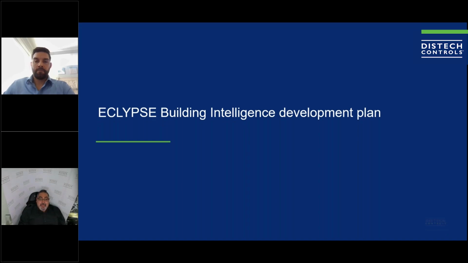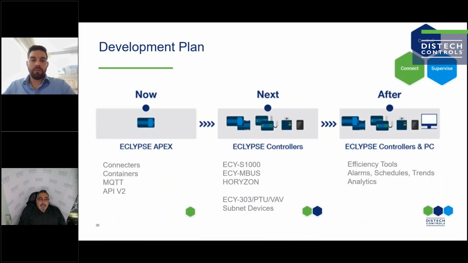And so another aspect of what Chris gets me excited about is really our roadmap. So I'll turn it back to Chris to talk a bit about our development plan around ECLYPSE Building Intelligence. Thanks, Ryan. Yeah, so this is just the beginning for ECLYPSE Building Intelligence. Right now we've released ECLYPSE Building Intelligence on the Apex. We have the new connectors, we have the containers and the new containerization framework. MQTT is a brand new connector that's not available on any other version of any other ECLYPSE controller, and the new API. So we'll talk about what the impact is for this release, but the focus is really on that IT IoT hub between your building systems and your service providers.